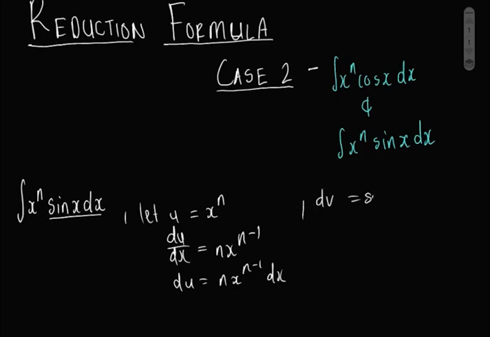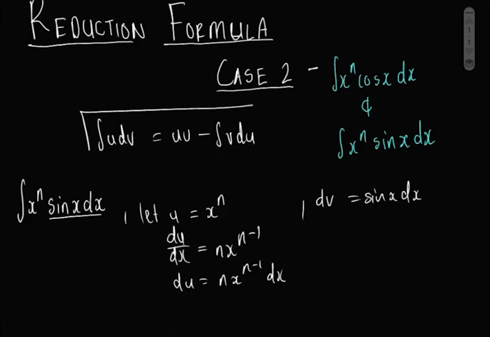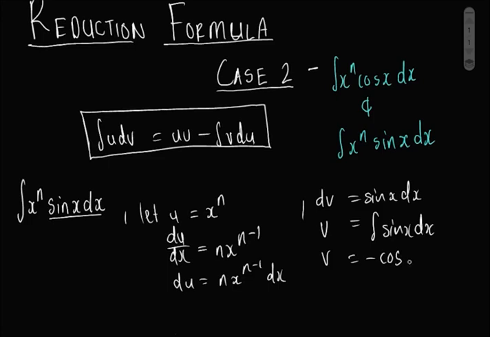So dv is equal to sine x dx, because integration by parts says integral of u dv is equal to uv minus integral of v du. Okay, kind of like that. So now what we're going to do is to say that means v, if I integrate both sides, is the integral of sine x with respect to x. And v is equal to negative cos x. Okay, because that's the integral of sine x, it's negative cos x.